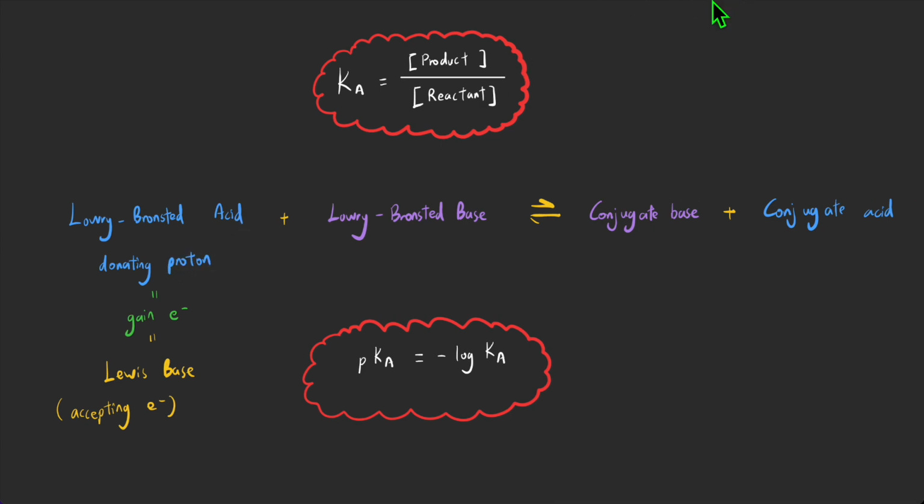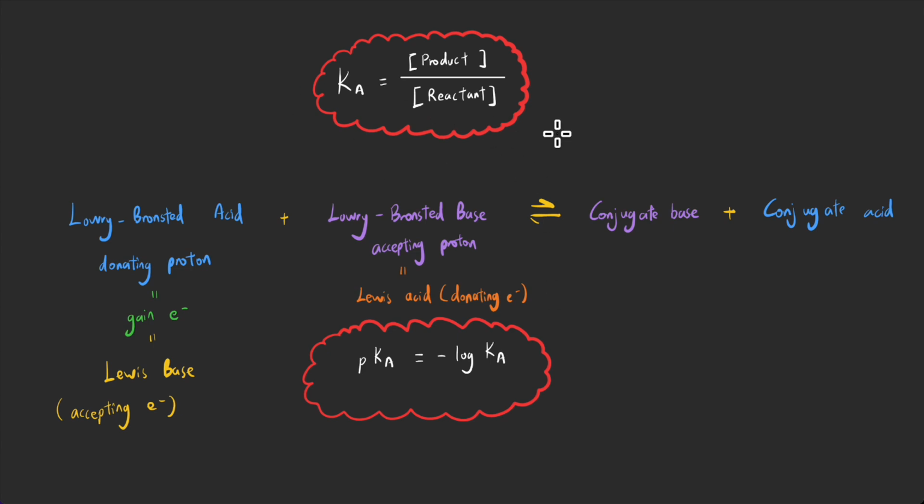And on the other hand, the Bronsted base means that it is accepting the proton. And it will also equal the Lewis acid. So Lewis acid basically means donating electrons. And the Bronsted acid will form a conjugate base, and the Bronsted base will form the conjugate acid. This will not change in any acid-base reaction.